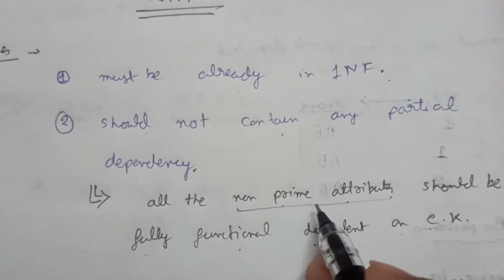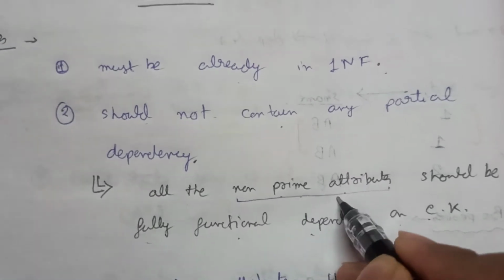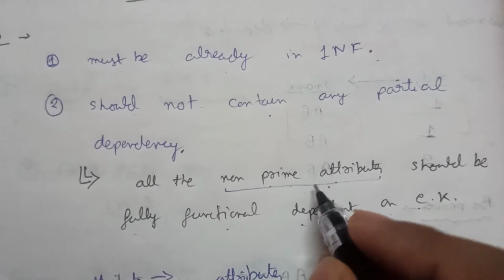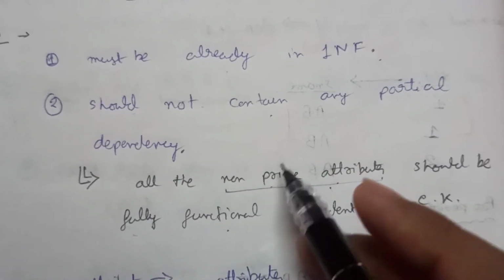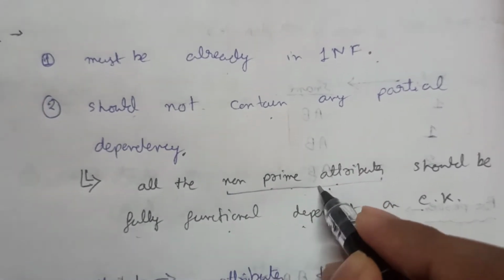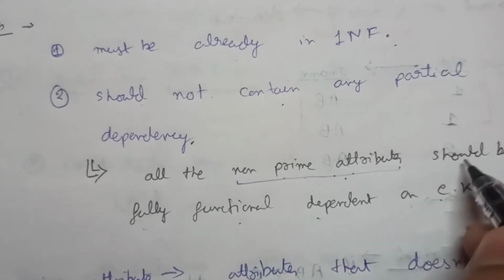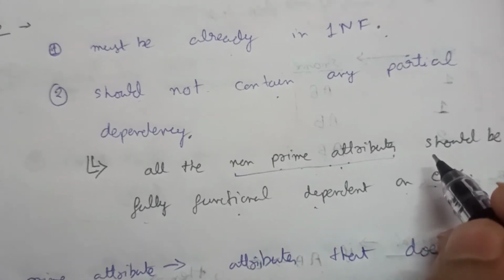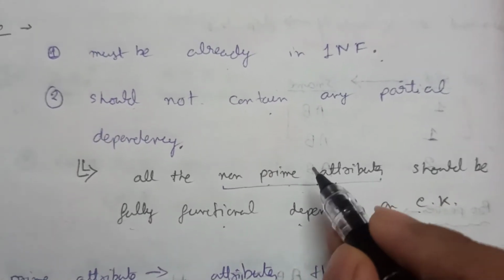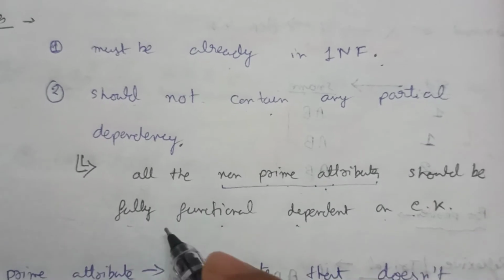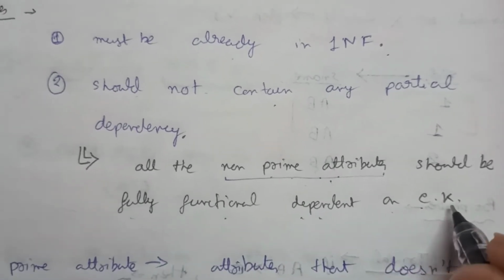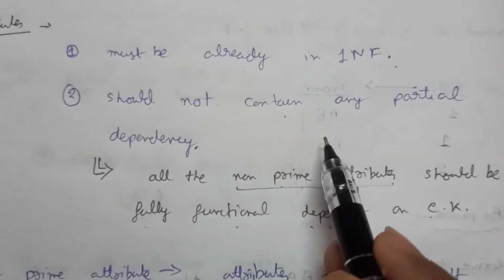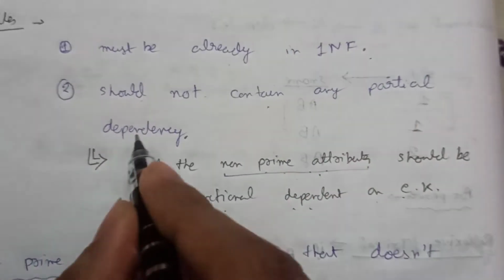I have already taught you what non-prime attributes are in my previous videos, but don't worry, I will teach you again. For the set of functional dependencies, we have to see whether all the non-prime attributes are fully functionally dependent on the candidate key. There should not be any partial dependency. That's the main criterion: no partial dependency.